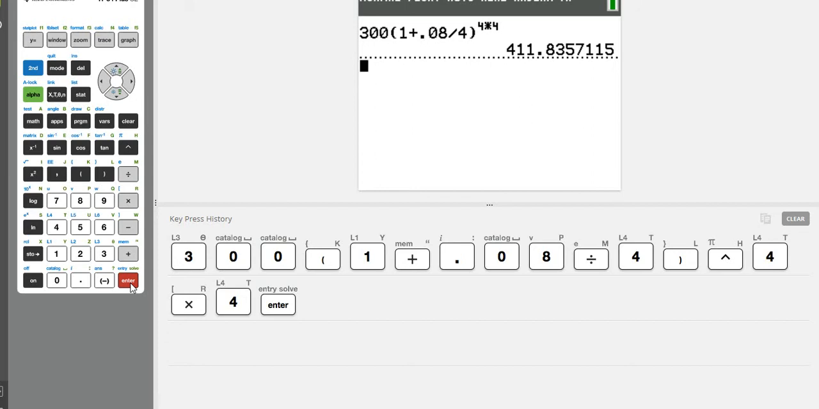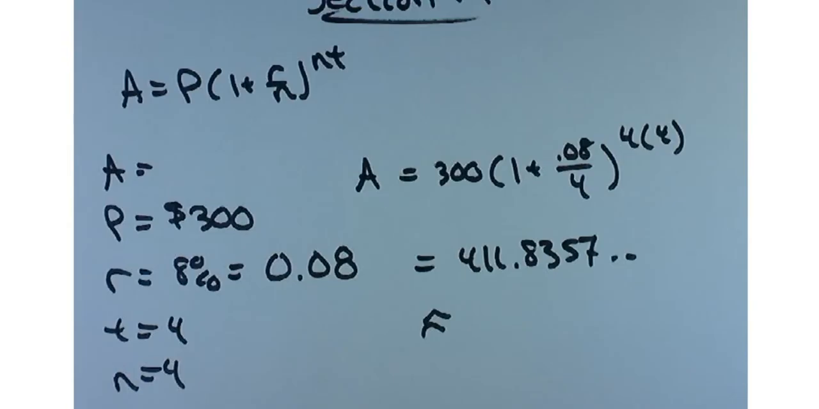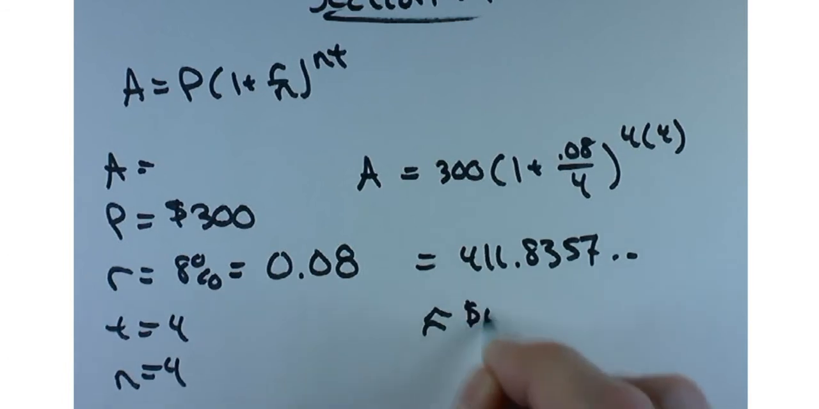So we need to round that. Where's a good place to round this? To what decimal place? Hundredths. Yeah, hundredths. Because the lowest unit of currency we have in the United States is pennies, which would be the hundredths place. So I'll expect that you round these things appropriately. $411.84.